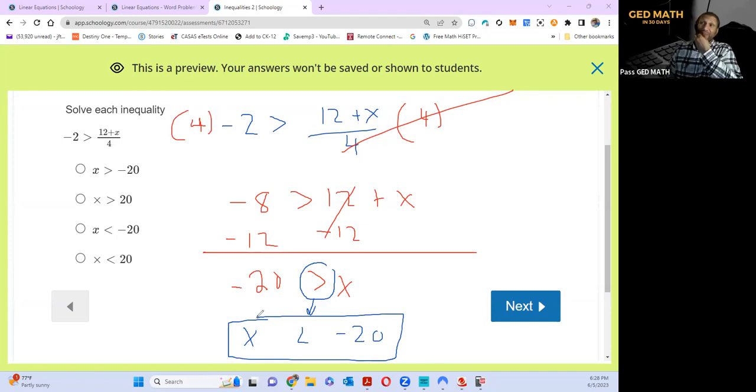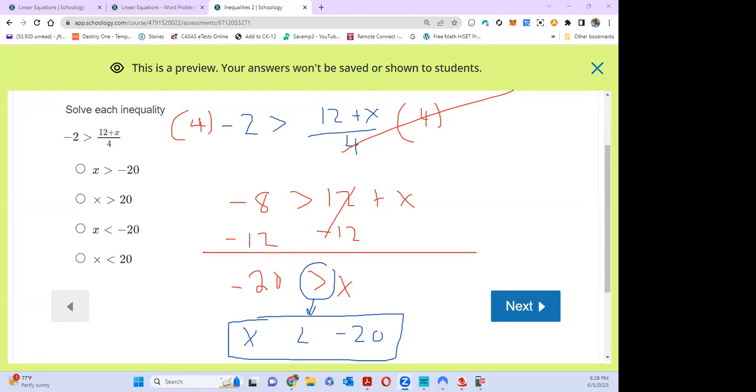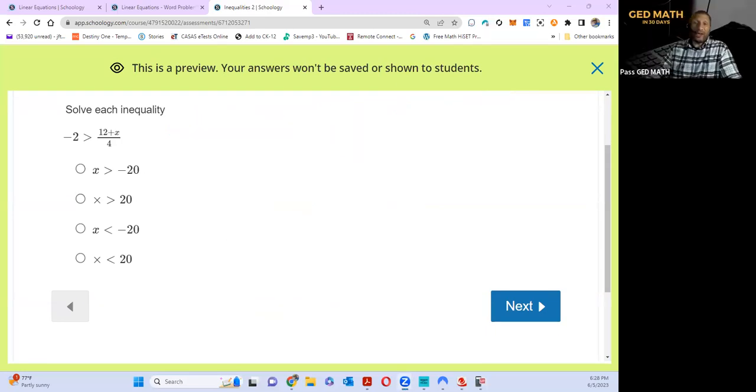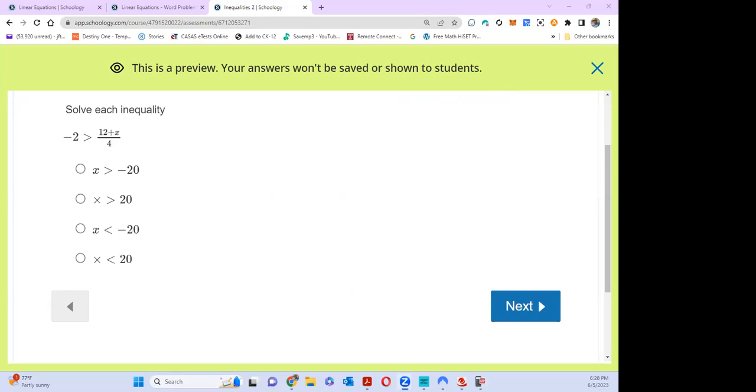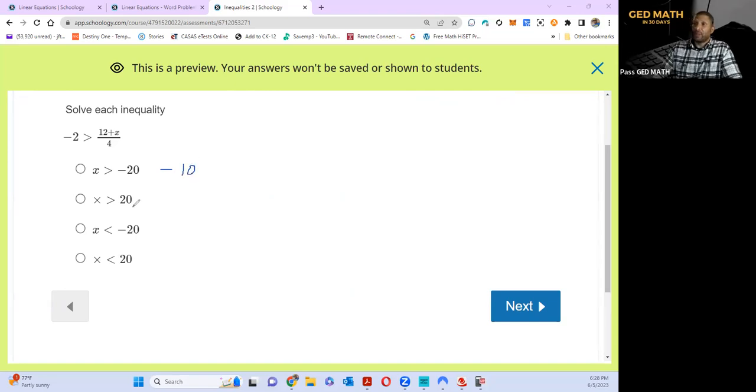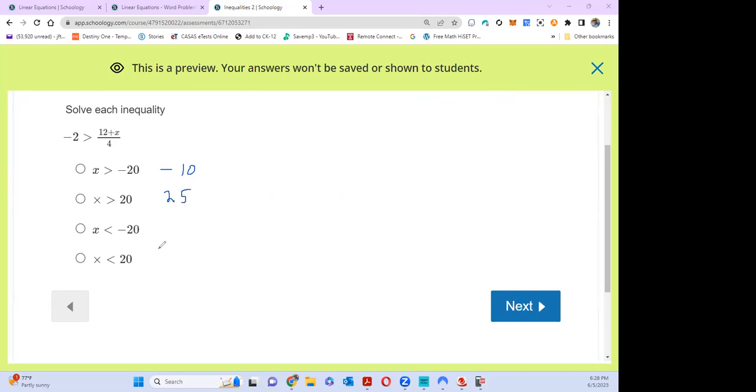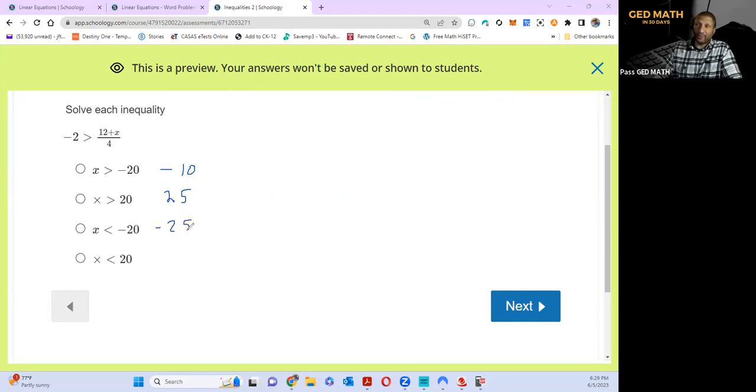Now, watch this. That's one way, solving this algebraically. Watch this. A number greater than minus 20: I'm going to say minus 10. A number greater than 20: I'm going to say 25. A number less than minus 20: I'm going to say minus 25. A number less than 20: I'm going to say 0.